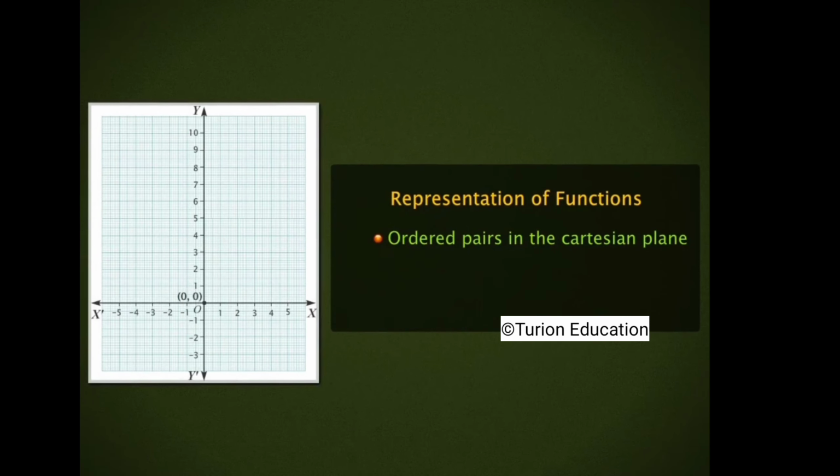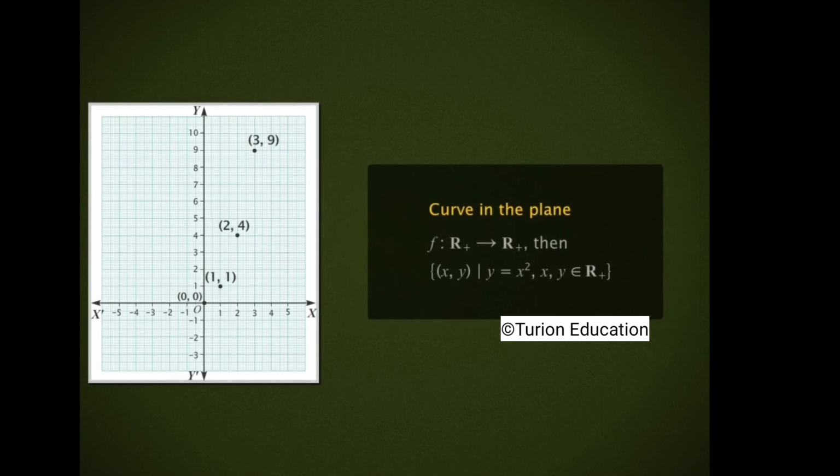Let us plot the ordered pairs representing the function y equals x squared as points in the Cartesian plane. Note that in this function both x and y are natural numbers. If they had been, say, non-negative real numbers, we would have drawn a curve through these points plotted on the xy plane. A function represents a curve which a vertical line intersects only once.